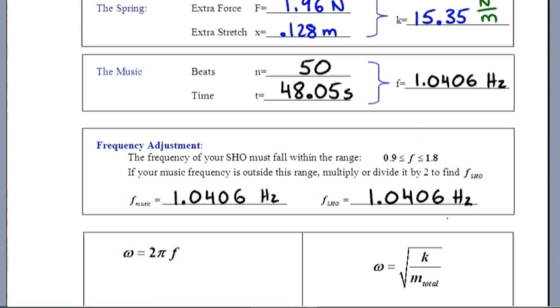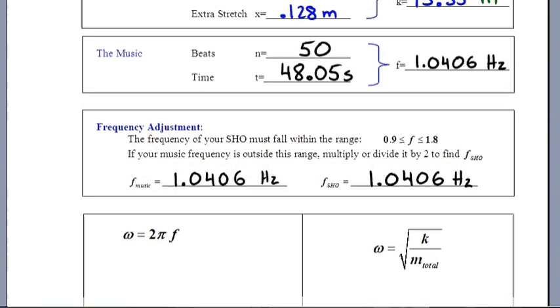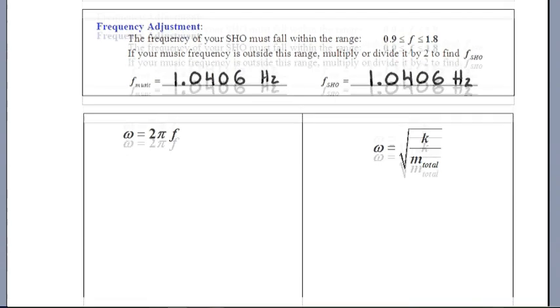It's a really fast song. And I'd go, oh, well, 3 is too high. And I'd cut it in half and say, what about 1.5? Ah, yeah, 1.5 would be fine. So I'm going to shoot for a simple harmonic oscillator frequency that is just the same as the frequency of my music.